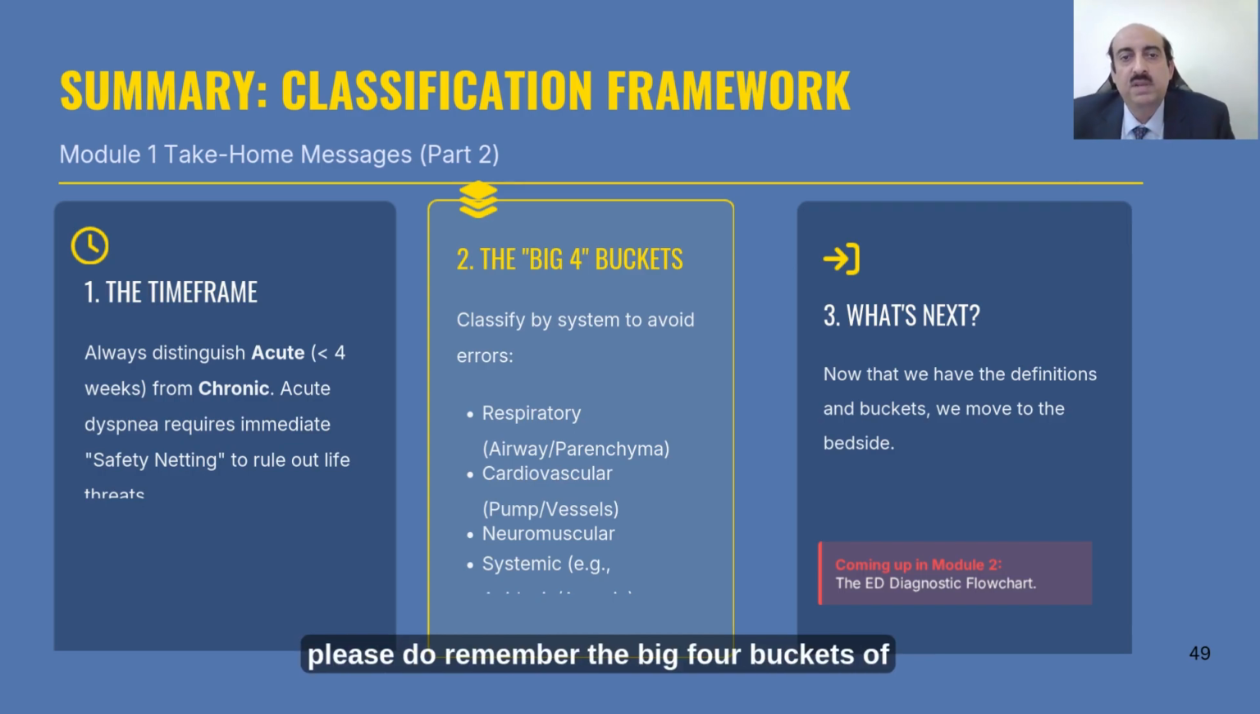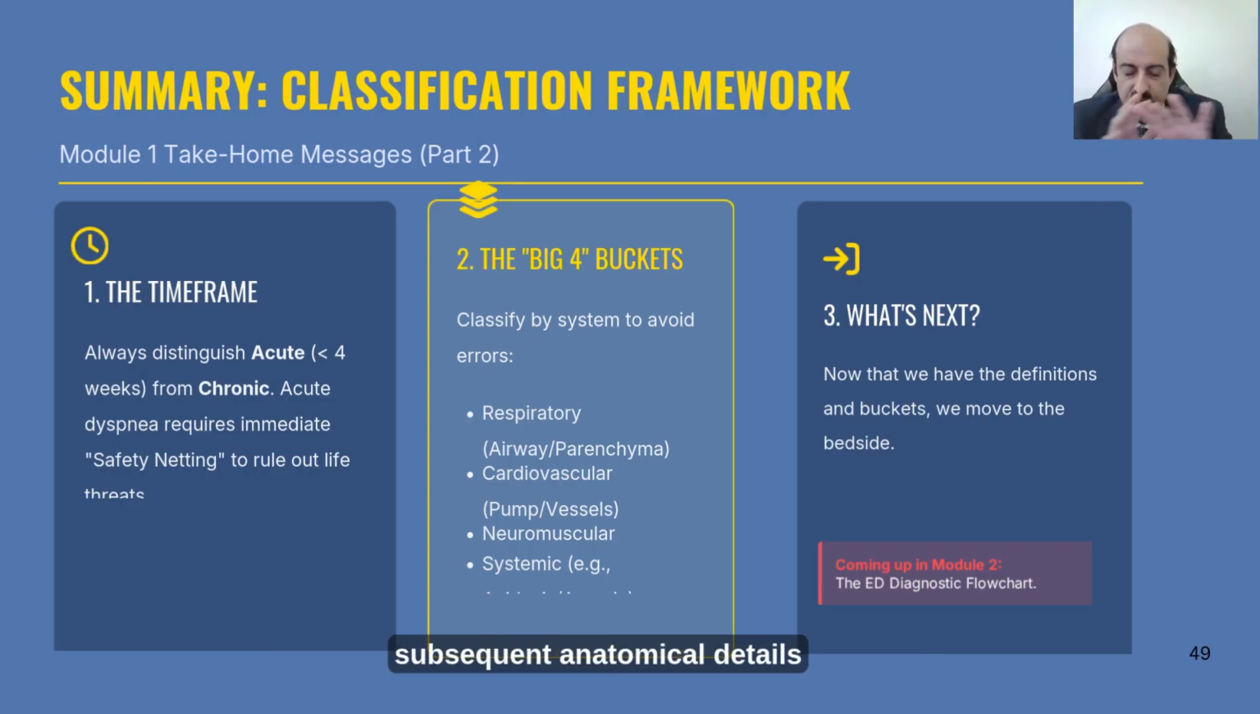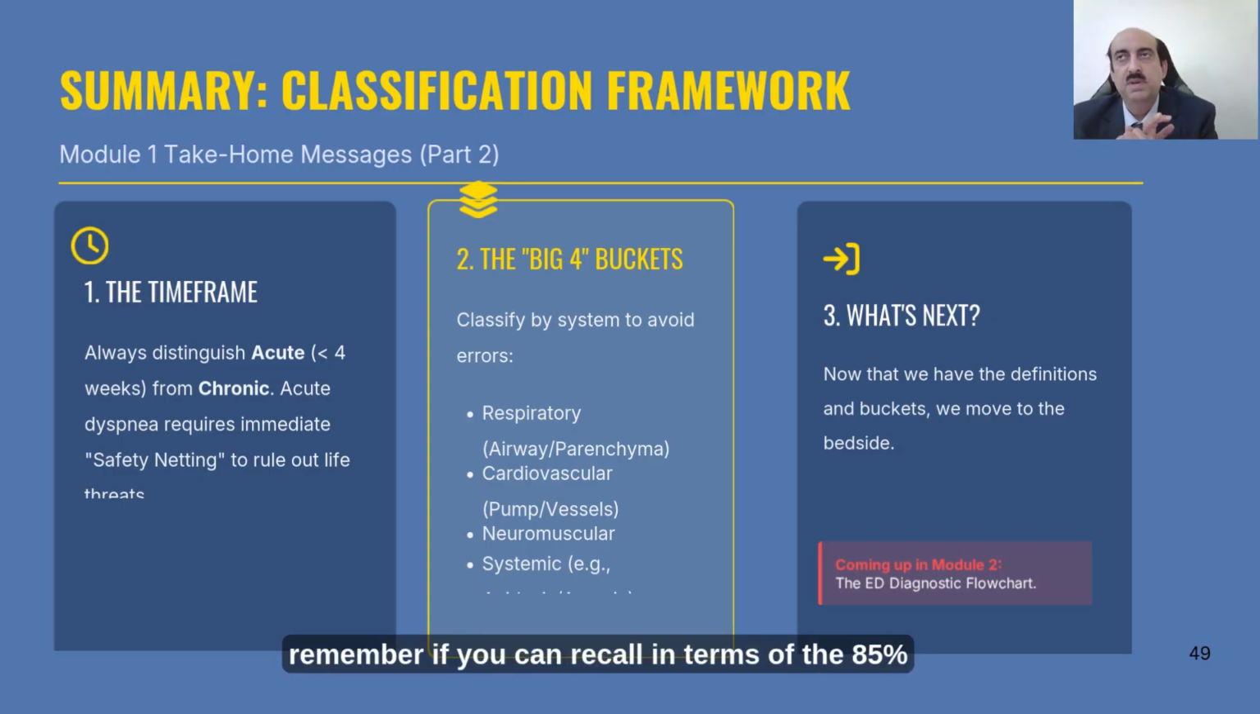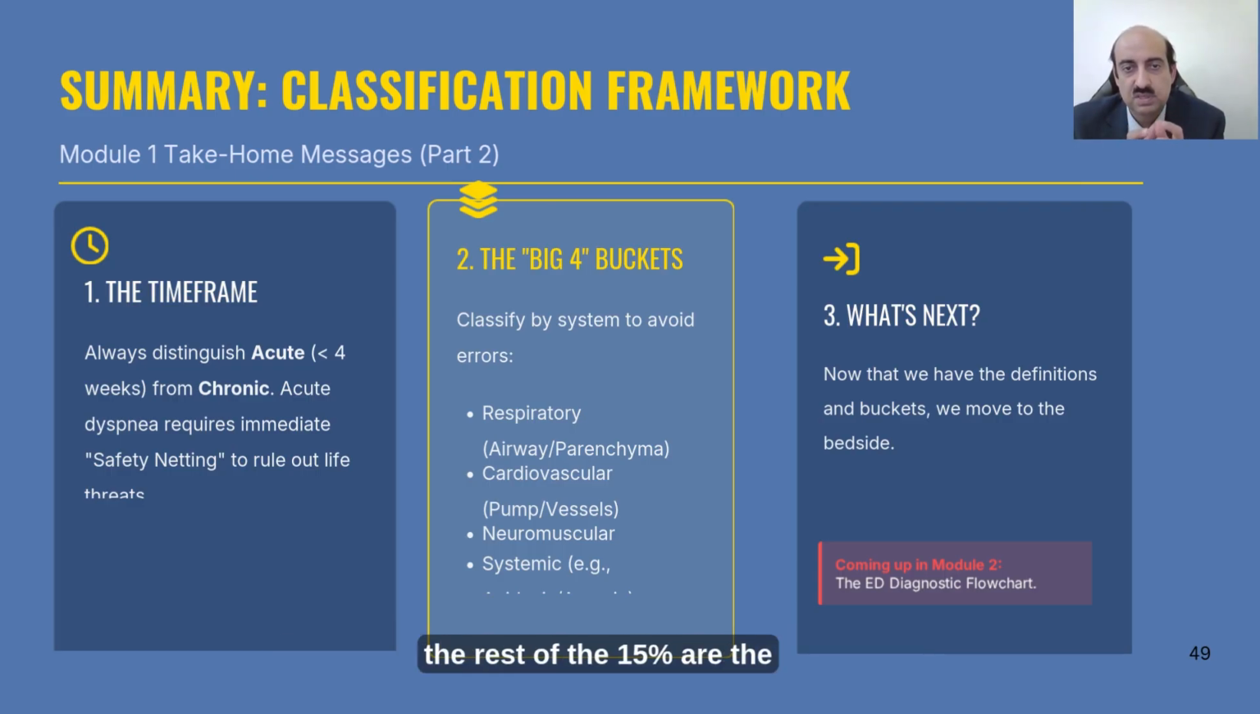The other point is, please do remember the big 4 buckets of the classification system to avoid problems. Pulmonary or respiratory etiology is number 1, for which we have gone through the subsequent anatomical details. Cardiovascular is number 2. And if you can recall, 85% of presentations are due to predominantly pulmonary, cardiac, or cardiopulmonary causes, a combination of the two. The rest, 15%, are the neuromuscular, metabolic, and systemic causes, and then think of those 5 P's as I was discussing earlier. So this is another take-home message.